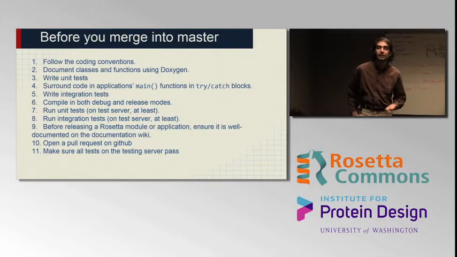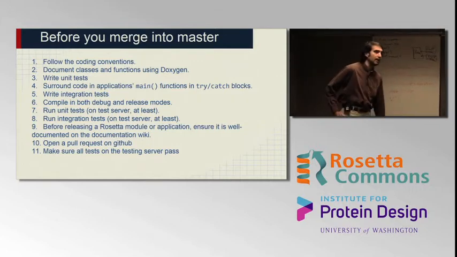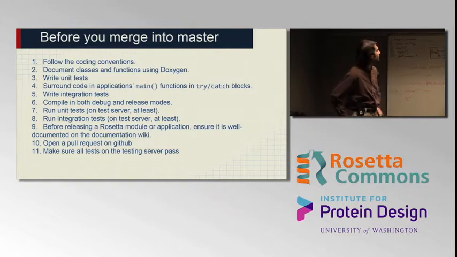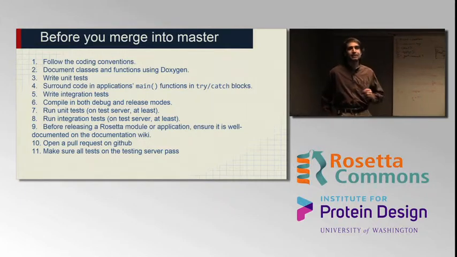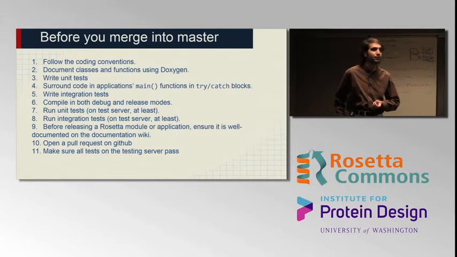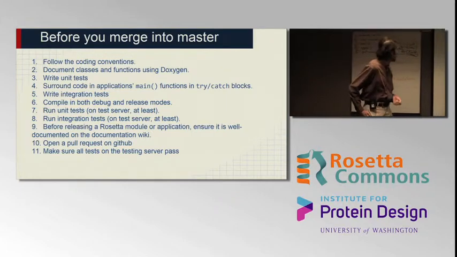Compile in both debug and release modes. There are things that are caught in debug mode that are not caught in release mode. And once in a while, you'll encounter something that fails in release mode but doesn't fail in debug mode. Run your unit tests at least on the test server, if not on your own machine. Run integration tests at least on the test server, if not on your own machine. As I said, make sure it's documented on the help wiki.